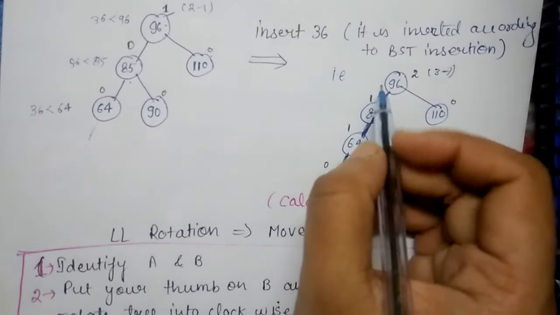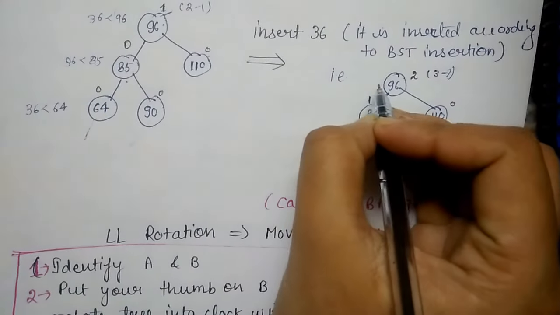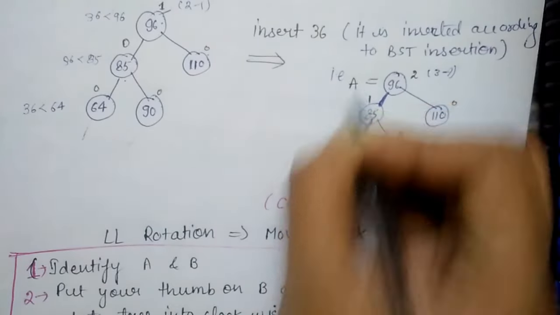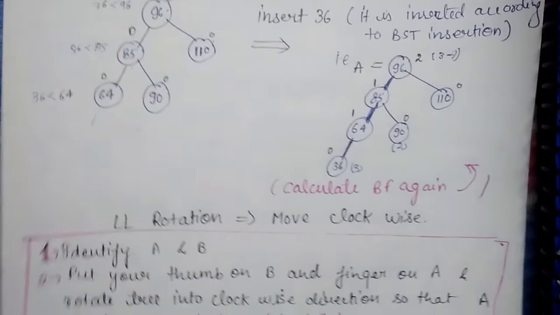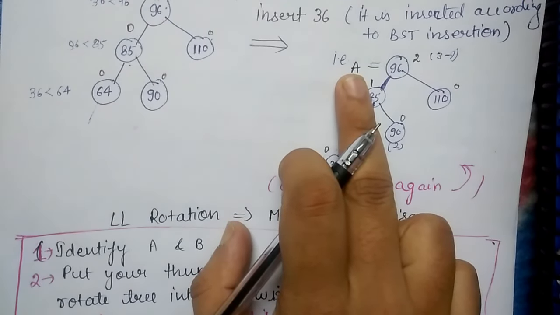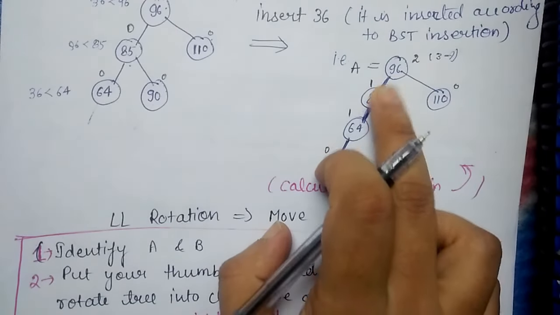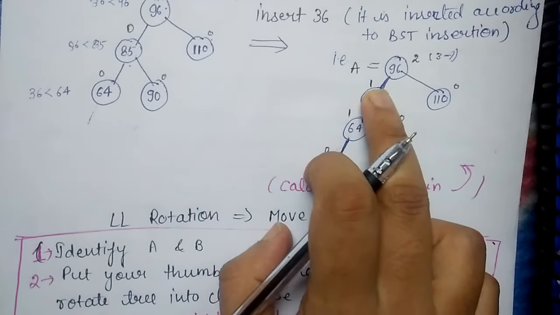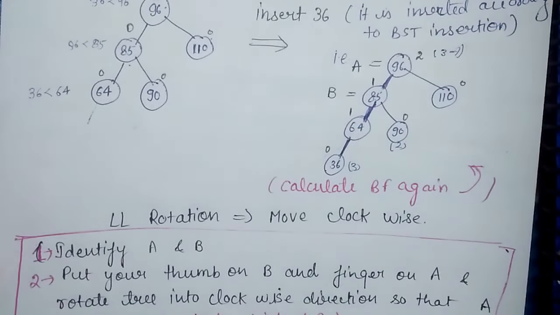Now, as I have told you, wherever you get the affected node, give that node the name A. So wherever we find the 2, we give the node name A. Now we see whether the insertion is done into the left of A or the right of A. As you can see, we inserted 36 into the left subtree of A. So in the left of A, we give the immediate left child the name B.